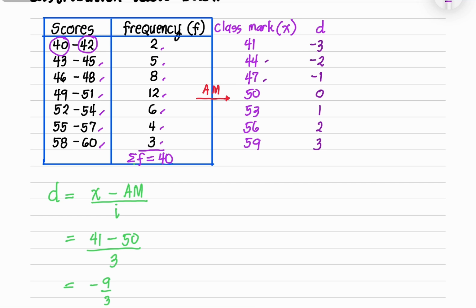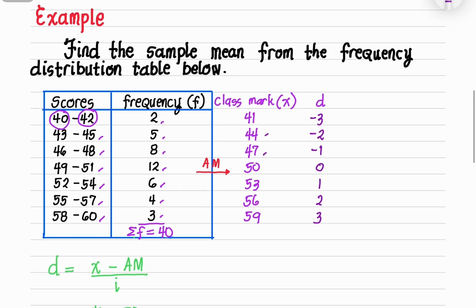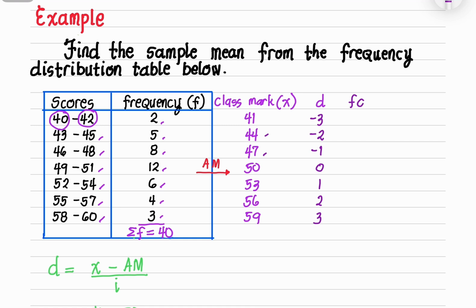Okay? And then, in our formula, we have FD, right? So, we are not yet done. We have F times D. That means we multiply frequency times D. So, we have 2 times negative 3. That gives us negative 6. 5 times negative 2, negative 10. So, guys, if it is negative, write it down, because the sign is important. Gets? And then, 8 times negative 1, of course, negative 8. And then, 12 times 0 is 0. 6 times 1 equals 6. 4 times 2 equals 8. And then, 3 times 3 equals 9.